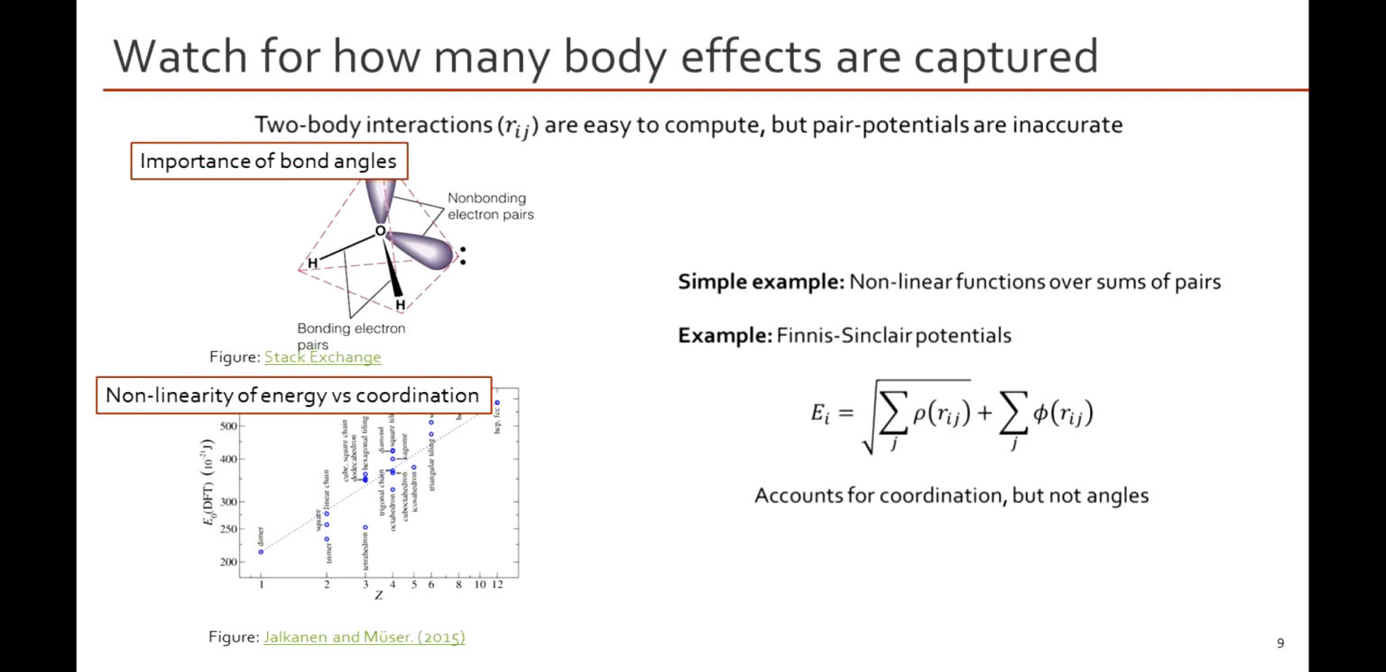There's some dependence on that bond energy by the number of bonds that that central atom makes, and that gives rise to these many body effects, which you can capture with simple model forms like Finnis and Sinclair. But I'll note that this one here only accounts for coordination number, it doesn't account for bond angles, so you're going to see some of those different ways that we account for both of them within machine learning potentials.